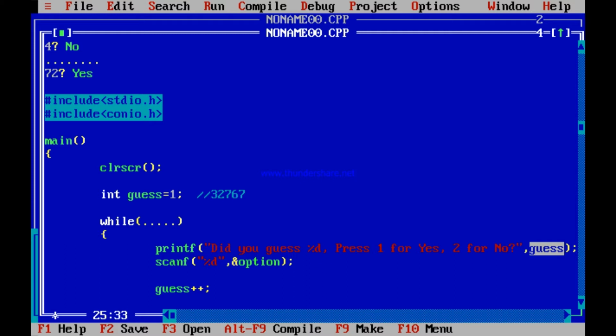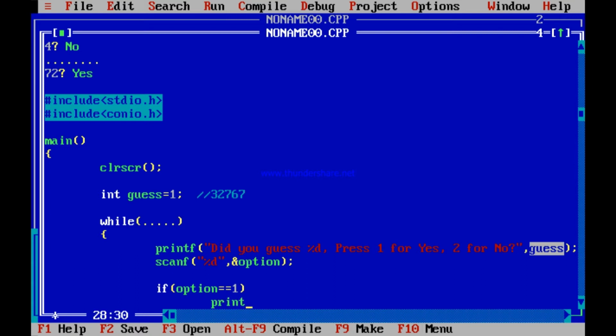If option is 1, you will have to go out. If option is 2, it means wrong. So guess plus plus, guess will become 3, and you go back to the loop and ask, did you guess 3, and so on. So that means if this option entered by the user is 1, which means yes, you have guessed, you can say you have reached the end.